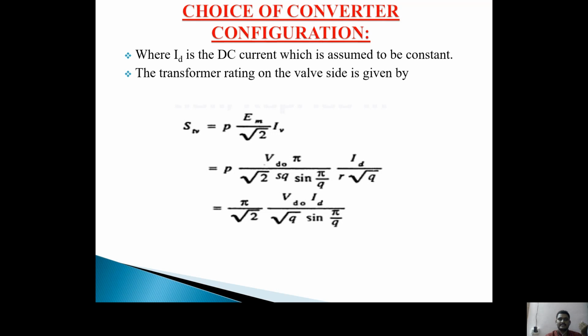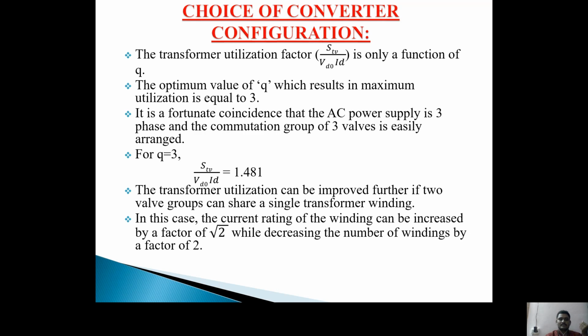Next, the transformer utilization factor. The transformer utilization factor is defined as the ratio of transformer rating to the product of the voltage and current. The transformer utilization factor is only a function of Q, the valve number. The optimum value of Q, which results in maximum utilization, is equal to 3.